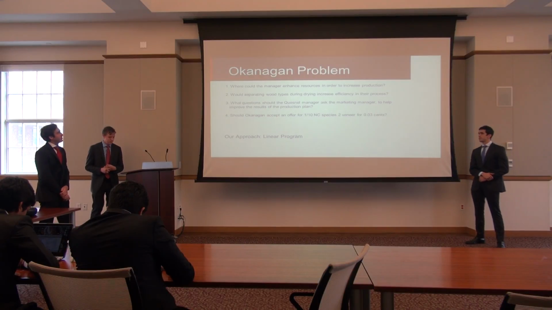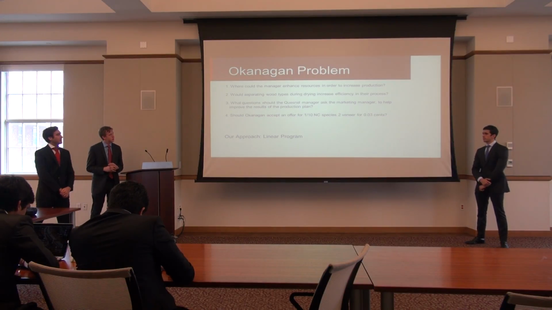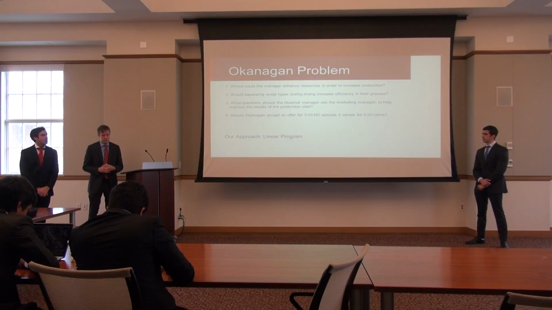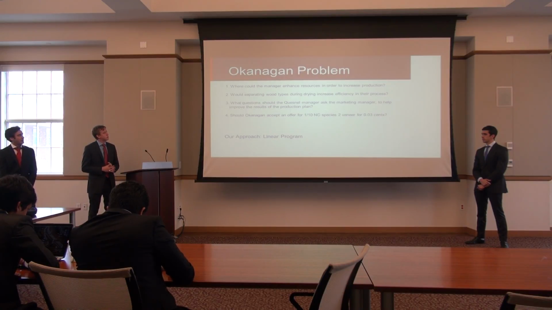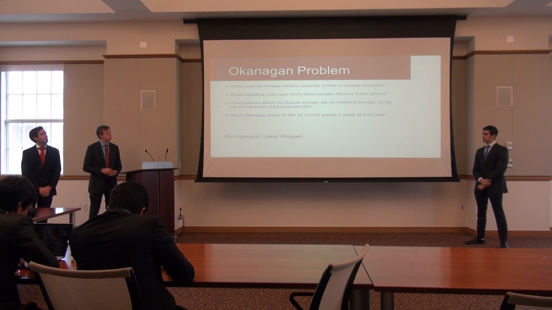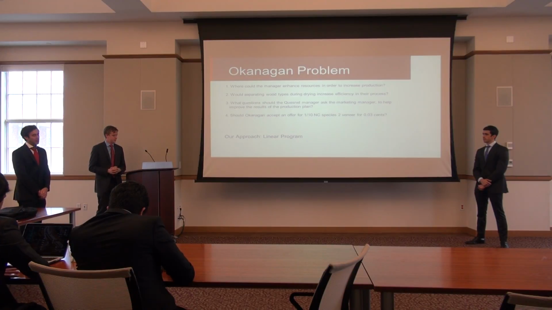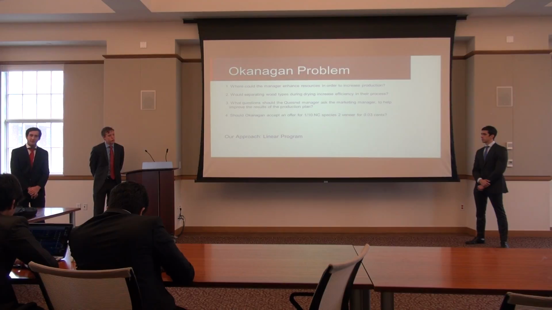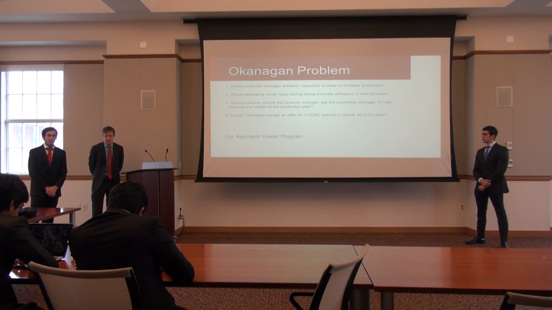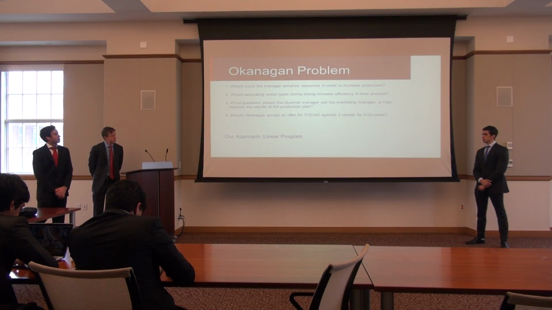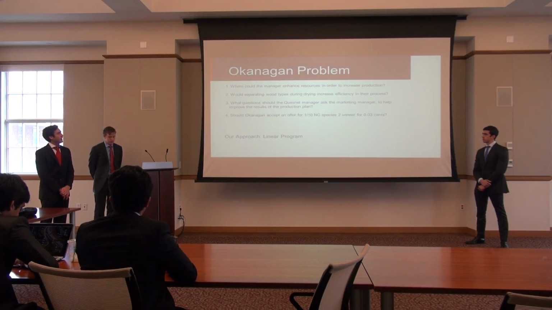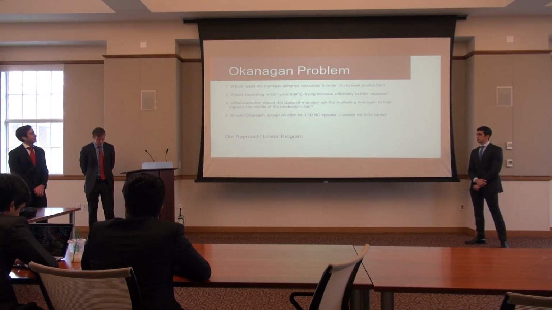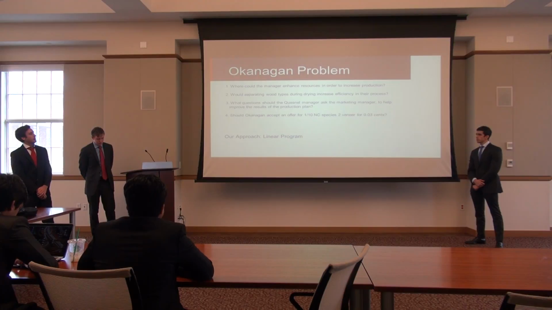Okanagan problem. Okanagan Lumber Company is a Canadian company. They own 5 sawmills and 1 plywood mill. And some time ago, a consulting group was asked by them how to allocate their lumber better in order to maximize their revenue. So they asked us to create a revenue-maximizing model based on these questions.